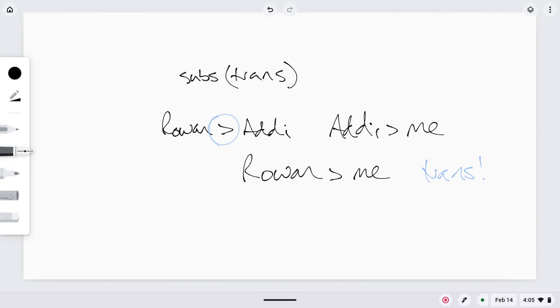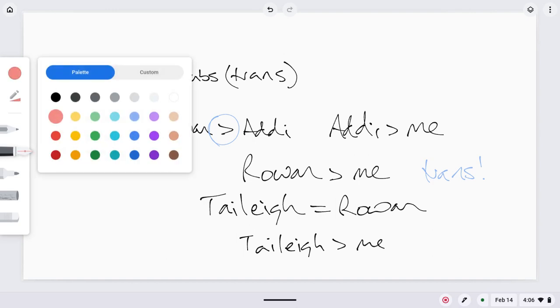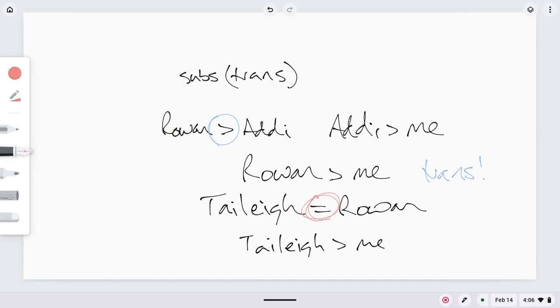Now, if I then said that Taylor is equal to Rowan, right? Then I would be able to say that Taylor is stronger than me as well, right? Because if she's equally strong to Rowan, then she's also going to be stronger than me. But this would be a different situation. Now that I have an equal sign mixed in, this is supposed to be substitution.